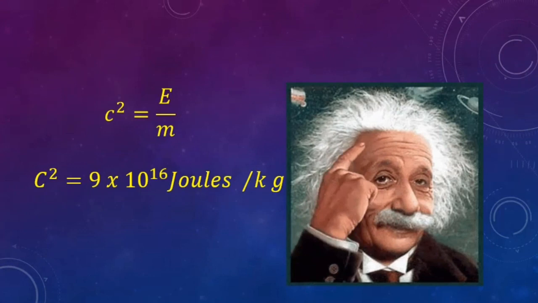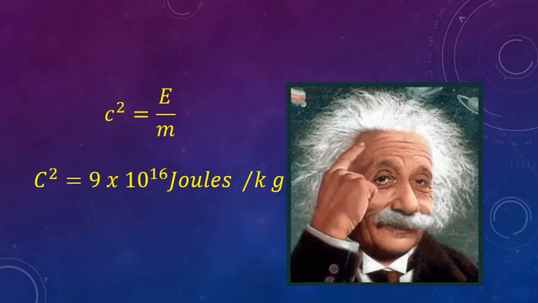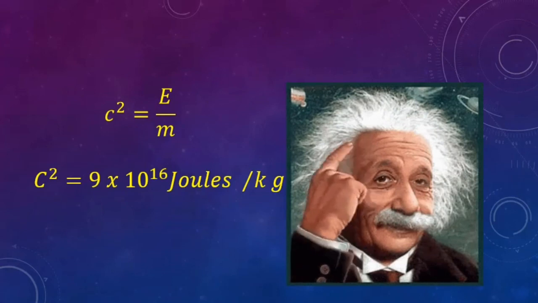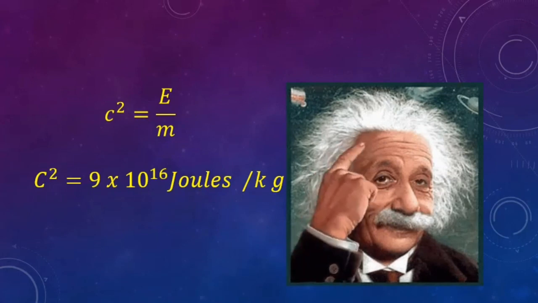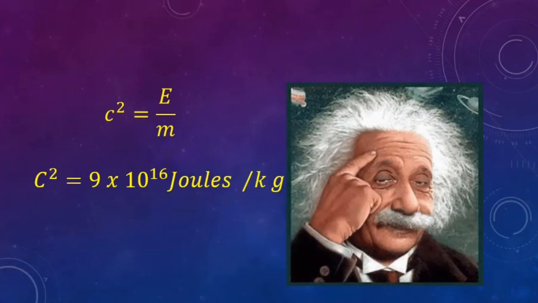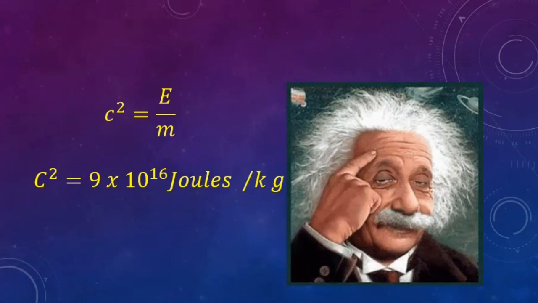Another thing that we have to emphasize from Einstein's equation, E equals mc squared, is that c squared equals E over m. This can also be interpreted as the ratio of the energy to the mass of the object. So with this mass, how much energy will be produced? This is also a formula for conversion of mass into other forms of energy. Take note here that c squared is equivalent to 9 times 10 to the 16 joules per kilogram.